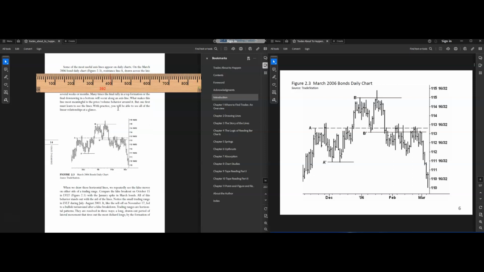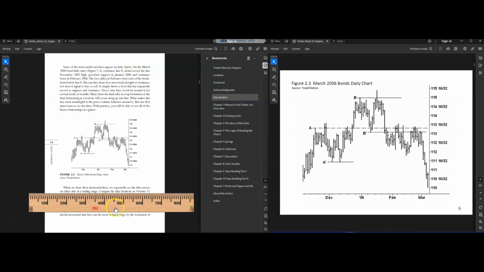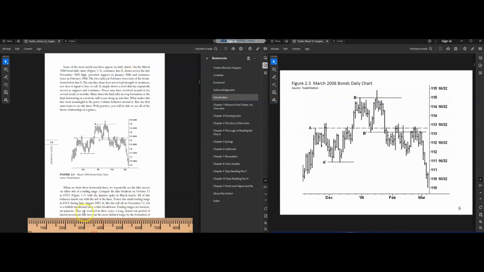All right, so again, how a trading range is resolved. You see, when you're drawing support and resistance lines, you're basically identifying the range. How is it resolved? The range is resolved in 3 ways.